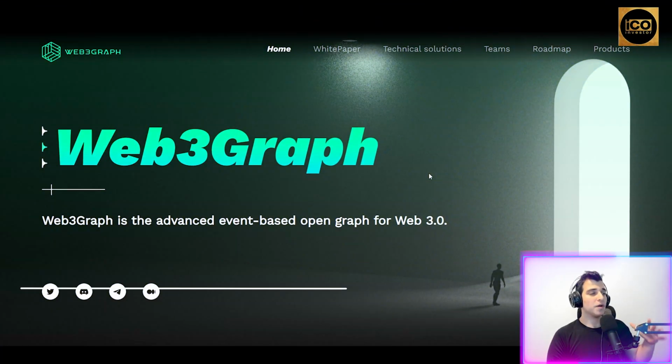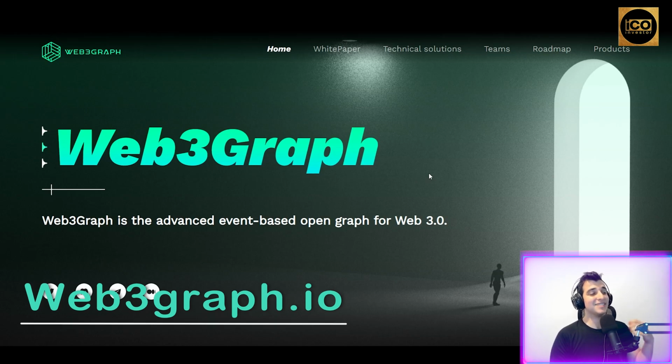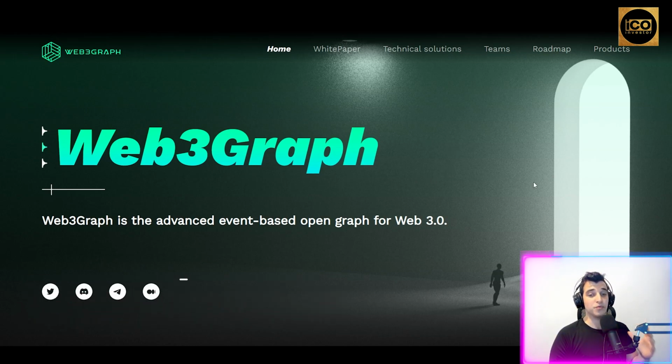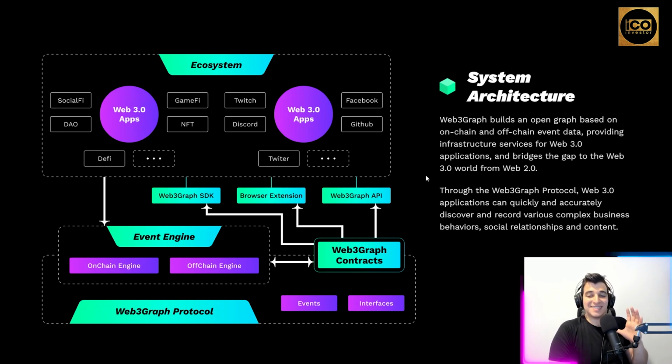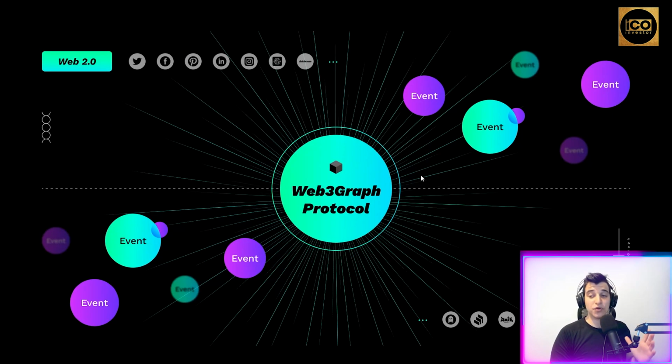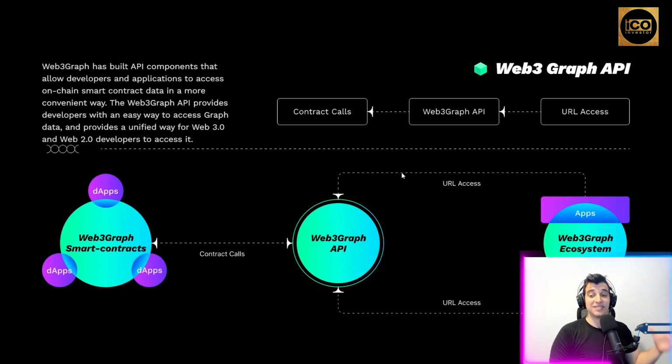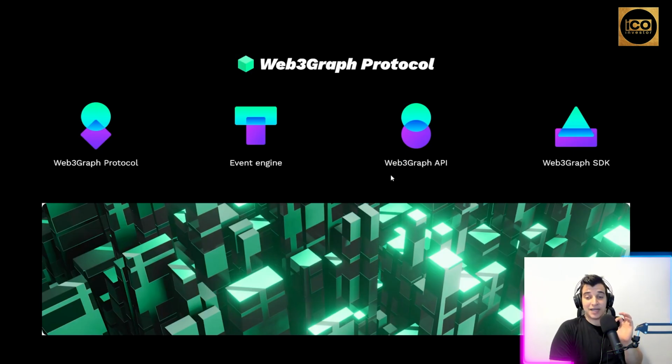Alright, so first of all, Web3 Graph is an advanced event-based open graph for Web3. Now, Open Graph is a web meta tagging protocol that was introduced by Facebook at the F8 conference in 2010. It was to provide meta tags for social networks in the Web 2 era, allowing information content to flow quickly and be presented accurately.